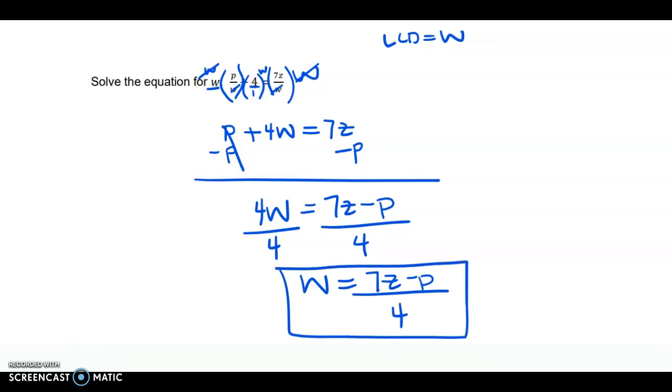So first, multiply by the LCD, clear those fractions. Second, isolate your variable term, which in this case would be the 4w, and then we can divide by 4.